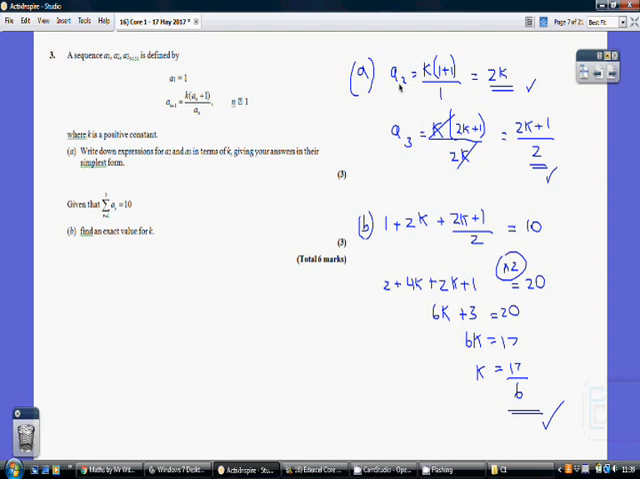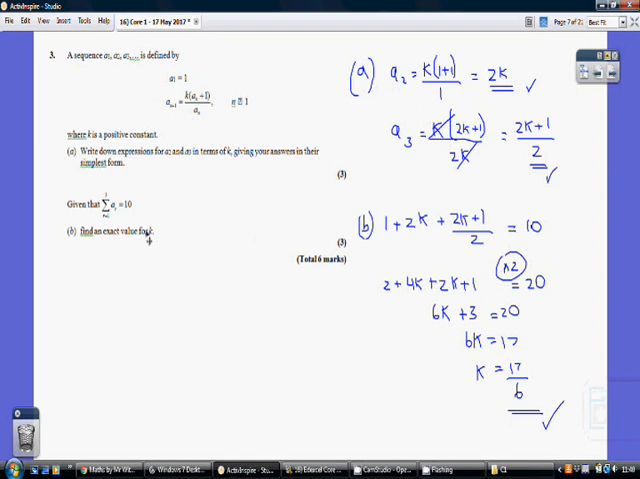So for A2, our second term, we need to do K multiplied by the previous term, A1, which is 1, plus 1, all divided by the previous term, which was 1. So A2 is K multiplied by 1 plus 1 all over 1, which is 2K. Now our third term, A3, comprises K multiplied by our previous term, which was 2K, plus 1, divided by our previous term, which was 2K. Now these two K's cancel out, giving us 2K plus 1 all over 2.